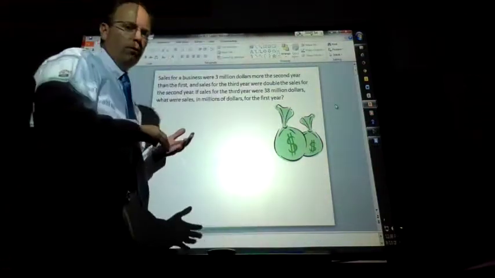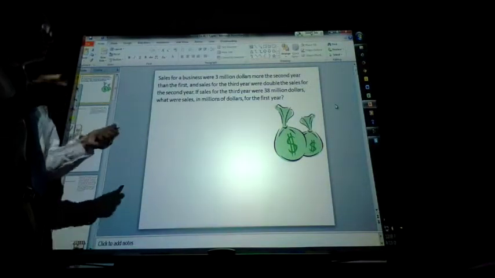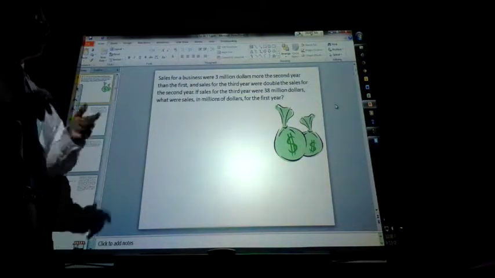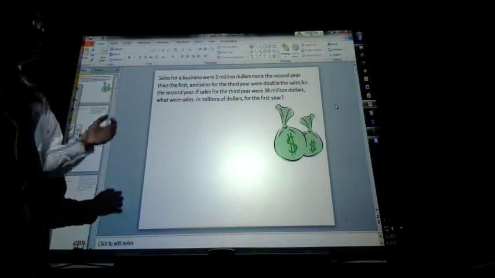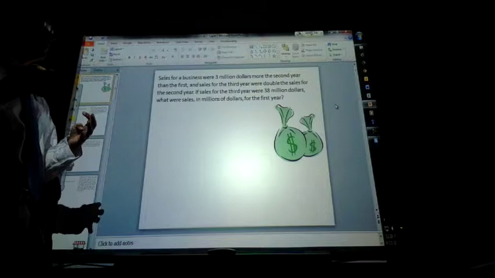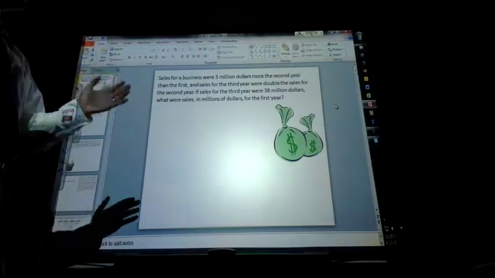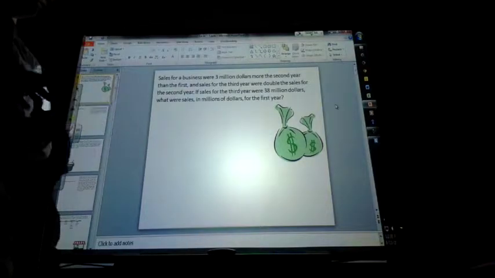So the first problem we want to focus on is similar to what's on your pretest. It says sales for a business were $3 million more the second year than the first. The sales for the third year were double the sales for the second year. If sales for the third year were $38 million, what were sales in millions of dollars for the first year?